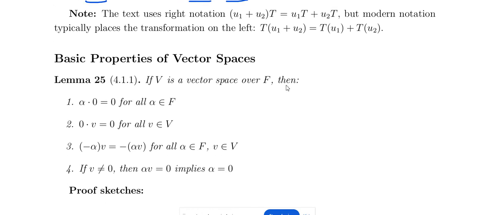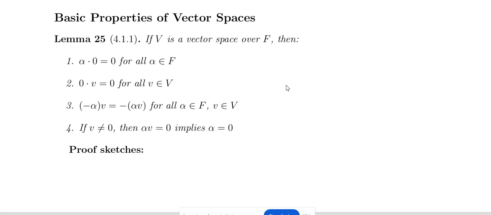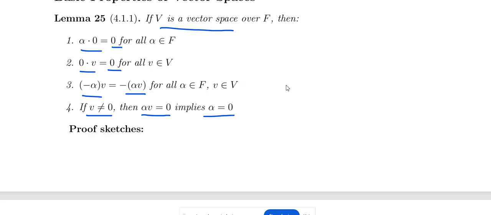These are some basic properties of a vector space. If V is a vector space over F, then alpha times 0 equals 0, 0 times v equals 0 for all v belonging to V, and minus alpha times v equals minus of alpha v. If v is not equal to 0 and alpha v equals 0, then alpha equals 0. So these are very basic properties of the vector space.